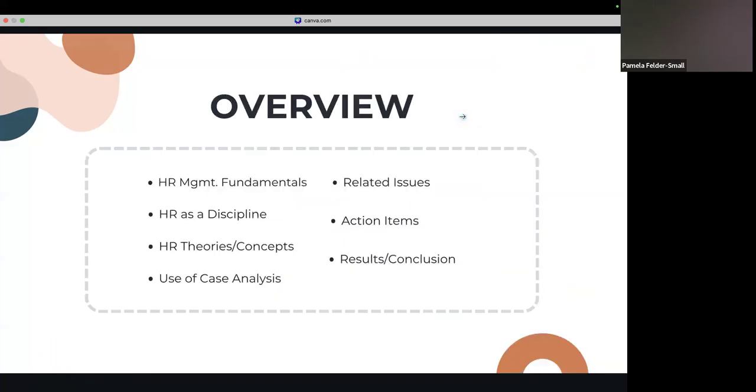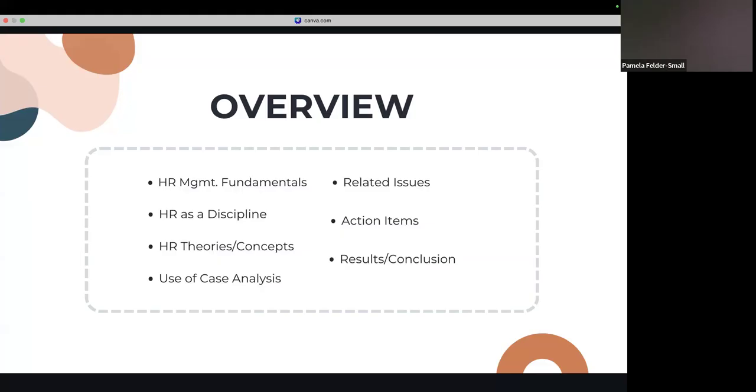And I wanted to share a few highlights, some things that really stuck out to me in terms of the organization of the article. And there were 7 things that really sort of frame the article in terms of organization. The first one is the emphasis on HR management fundamentals, HR as a discipline. And what does that mean? What are some important things that we need to consider when we look at HR as a discipline?